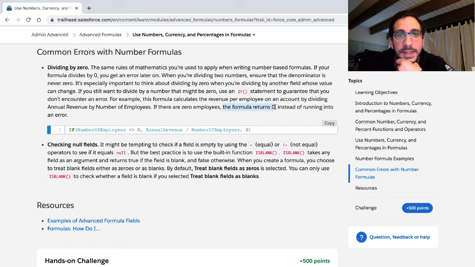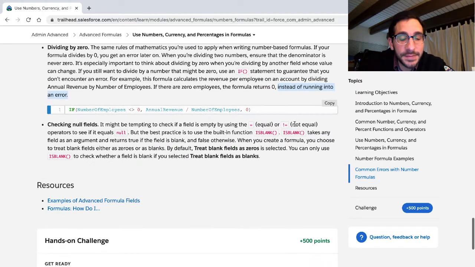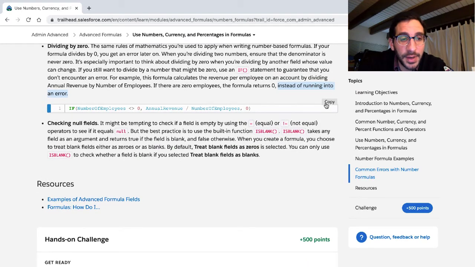The formula returns 0 instead of running into an error. This formula error is the least of your worries if you have a business and you have nobody employed. Like, don't figure this out.